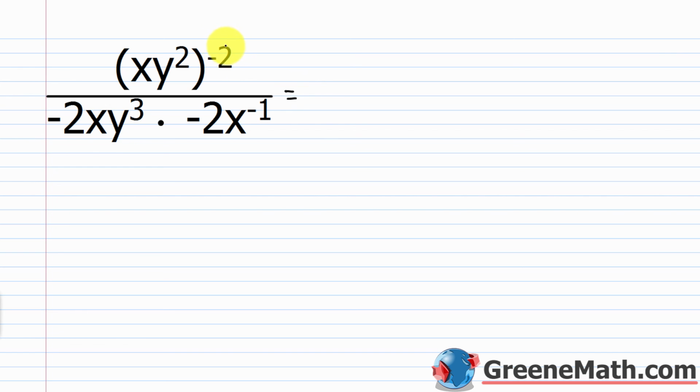Let's use our power to power rule to simplify. So we have x raised to the power of negative 2, so that's x to the power of negative 2. And then we have y squared raised to the power of negative 2. So y stays the same, we multiply the exponents. 2 times negative 2 is negative 4.